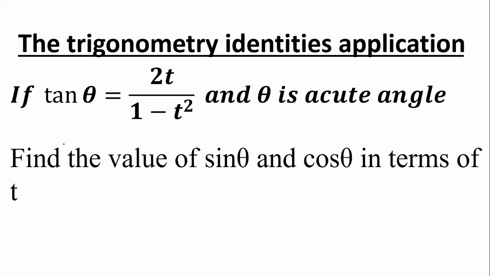This video is all about the application of trigonometric identities. Now, if we are given tan theta is equal to 2t divided by 1 minus t square, and theta is an acute angle, find the value of sine theta and cos theta in terms of t. That is the question.